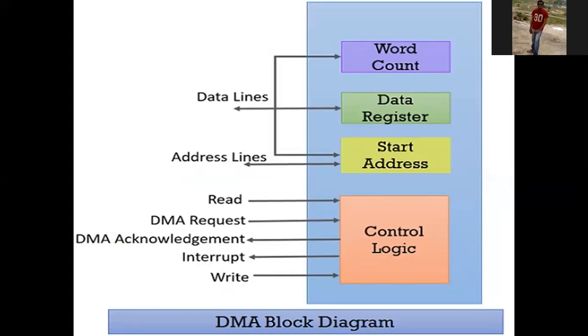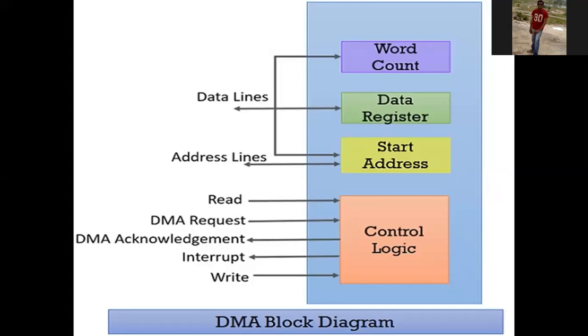The word count register is mainly used for counting the number of words transferred between the memory and the IO. What will it be used for? Counting the number of words transferred from memory to the peripherals. And the data register is responsible for storing the data which it is going to transfer, either 10 blocks, 5 blocks, or 20 blocks, however many blocks of data it will transfer. That will be stored in the data register.